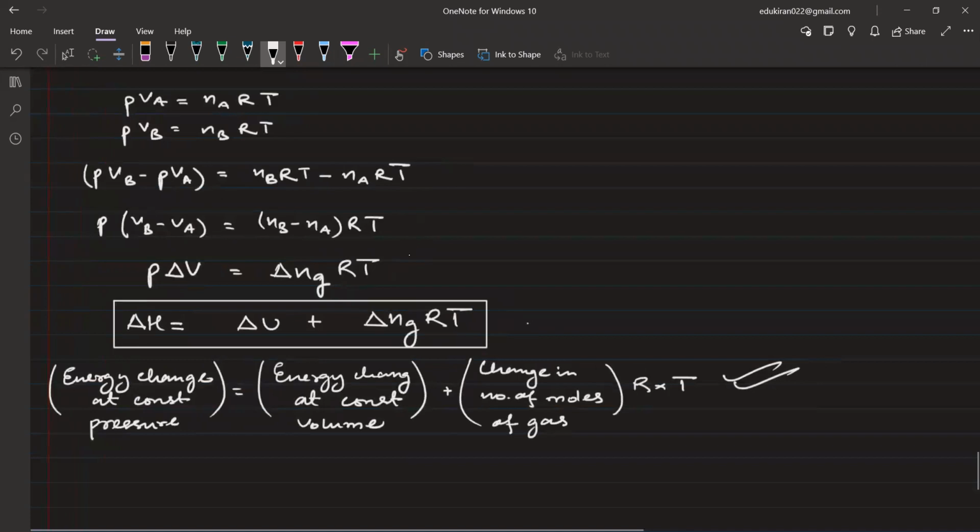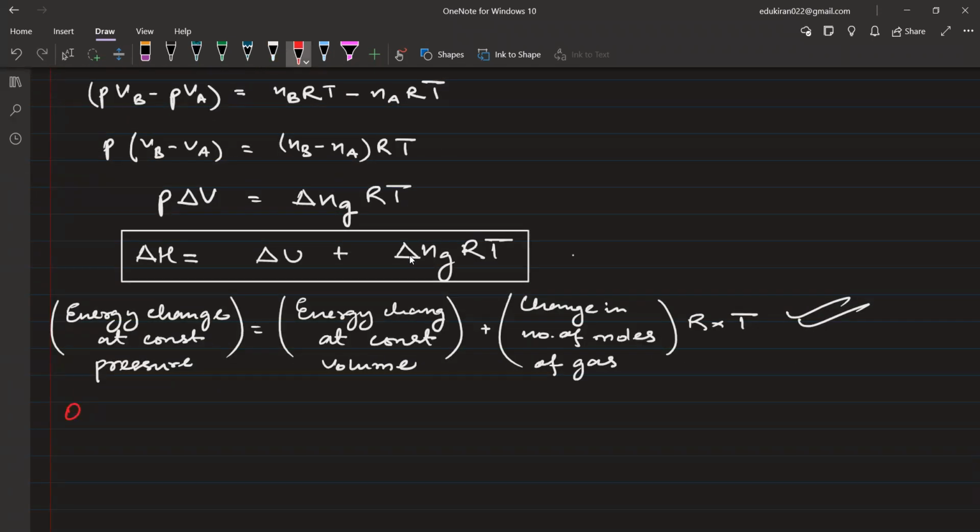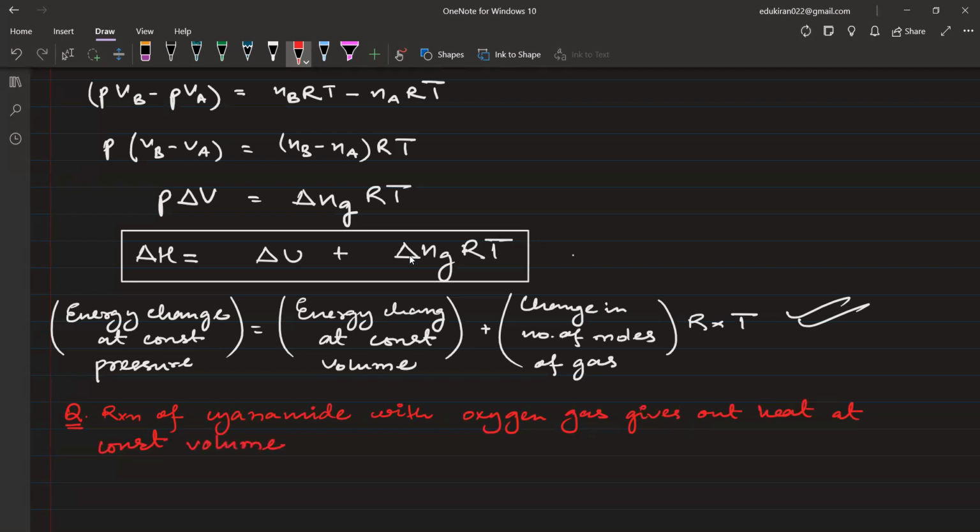Okay, and then you can write, starting this question: Reaction of cyanamide with oxygen gas gives out heat at constant volume, which is measured to be minus 742.7 kilojoule per mole at 298 Kelvin.